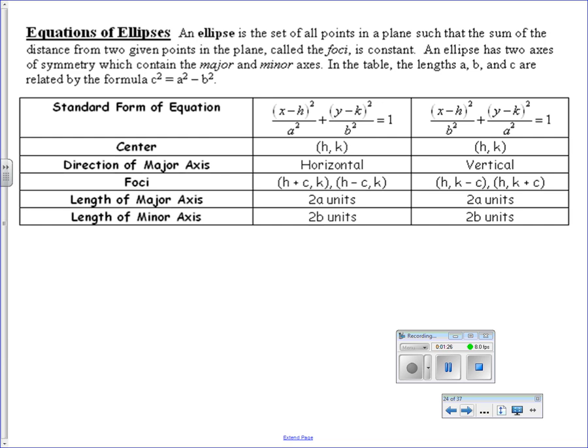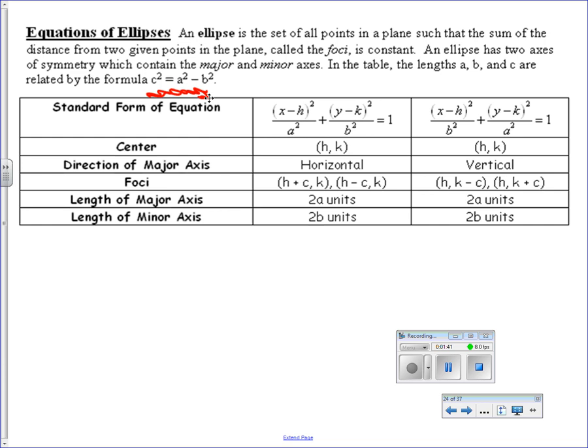So in the table that I have here in your notes, a, b, and c are going to be related by the formula c squared equals a squared minus b squared. That one you might want to underline because we're going to utilize that. That's for finding foci. So we'll get into that.